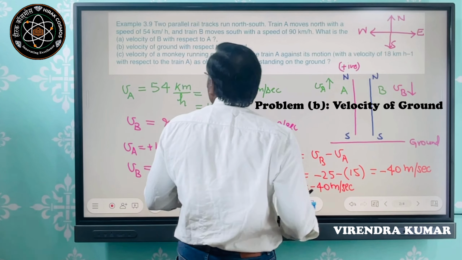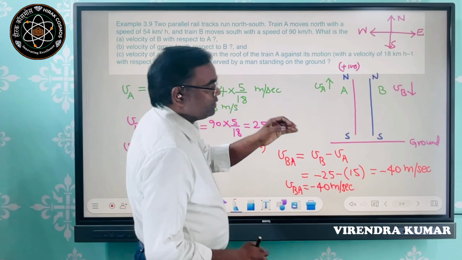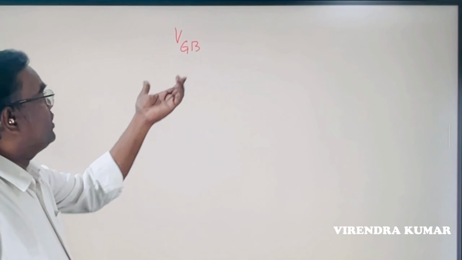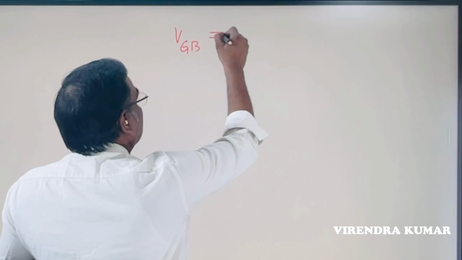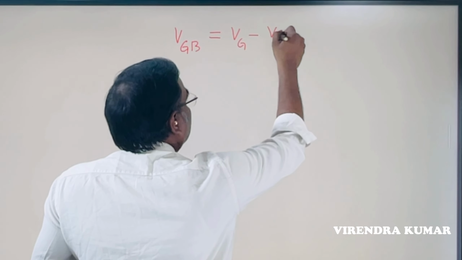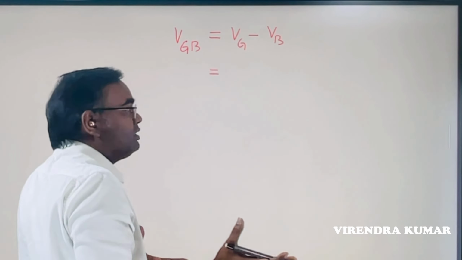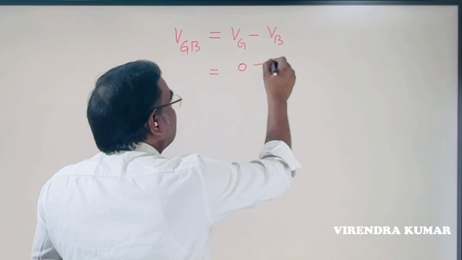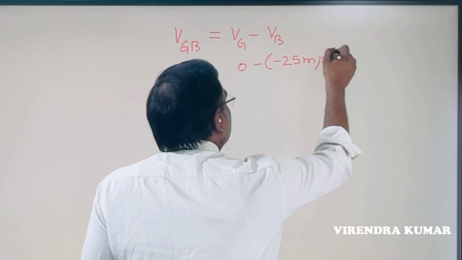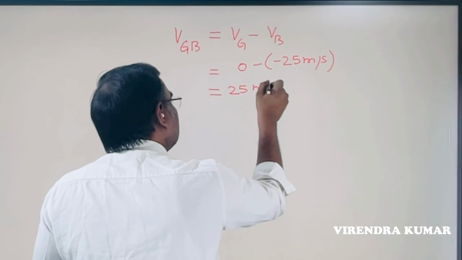Now next problem is the velocity of the ground with respect to B. So since ground is in a stationary state, velocity of ground with respect to B is equal to velocity of ground minus velocity of train B. So since velocity of ground is 0, that is 0 minus 25. So this will give 25 meter per second.